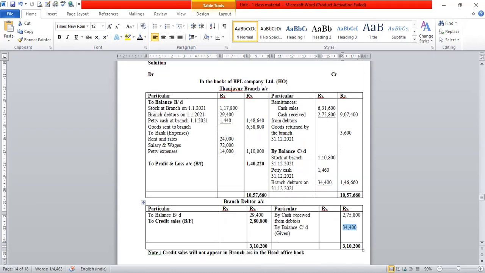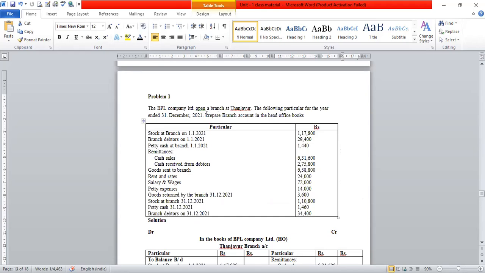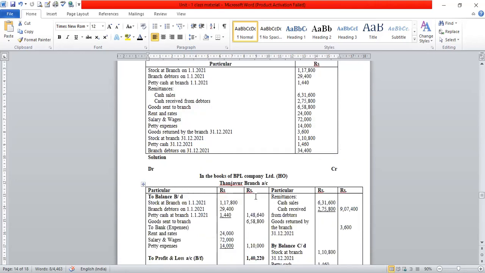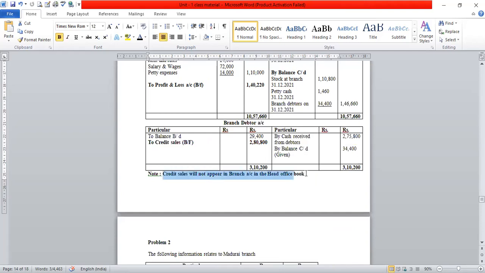So I am saying again: as far as this sum is concerned, we are opening the branch account ledger book in the head office. We are opening the book of the head office branch account details. So in that case, the credit sales will not appear in the branch account. Credit sales should not be brought into the head office book. This is the first condition.